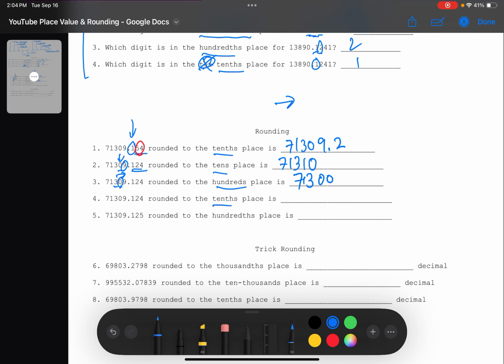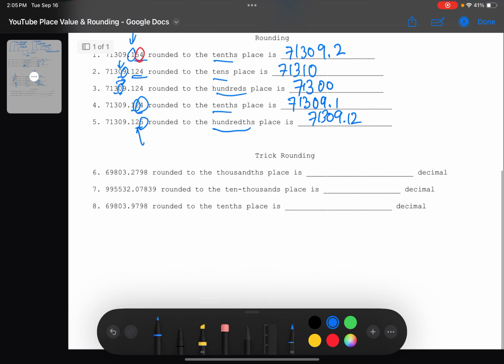Okay. Next one says round to the nearest tenths. So the tenths place is the 1 here. We look at the number before it. Is that greater than or equal to 5? The answer is no. So everything else is going to stay the same, even the tenths place. And then the 2 and the 4, we don't write as zeros because that'll be considered wrong. Next one is the hundredths place. So it's a 2. We look at the number before it. It's a 5. So we are going to increase this 2 to a 3. So it's going to be 71309.12.